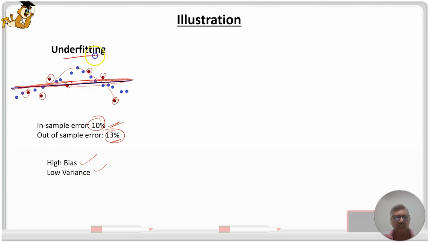So underfitting essentially gives rise to a high bias error component, and it also gives rise to a low variance, which we will see why subsequently.